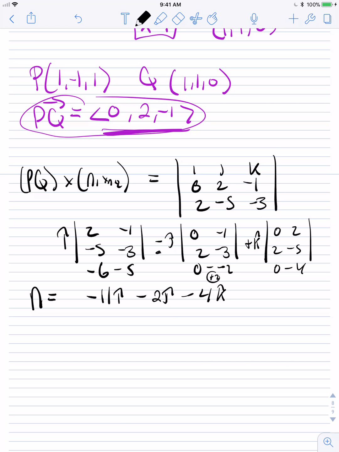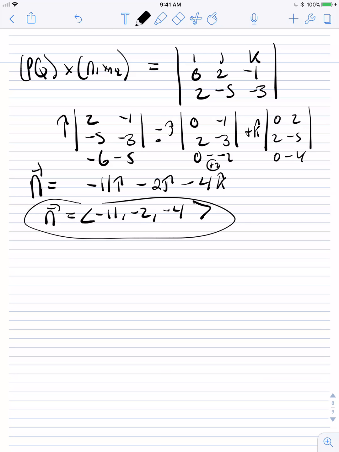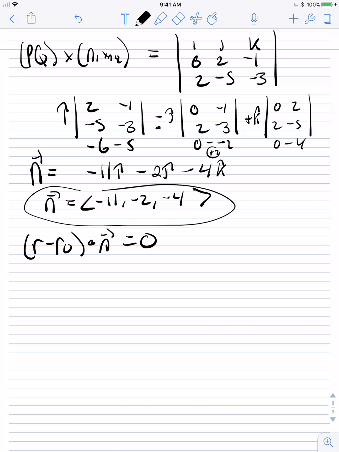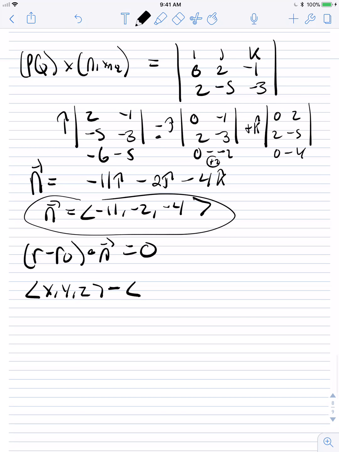So now this will actually be our normal vector. I'll rewrite that as negative 11, negative 2, negative 4. So now we have our normal vector, which we needed for our equation right here. We have a point on the plane, and we have a generic vector x, y, z. So let's rewrite this: r minus r naught dotted with our n vector equals 0. So replacing it, we get x, y, z, our generic vector, minus r naught, our point on the plane, which is given, that's our 1, negative 1, 1. And all of that dotted with our normal vector, which we just found, negative 11, negative 2, negative 4. This should all equal 0.